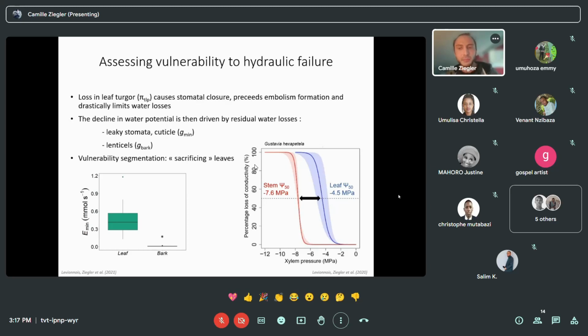But in the stem, it's still fully functional. There's no loss of conductivity at minus 6 megapascals. So at this point, leaves will be disconnected from the stem, and so they won't lose water anymore through the leaf. This will really drastically reduce water losses because they will be only driven by the bark.